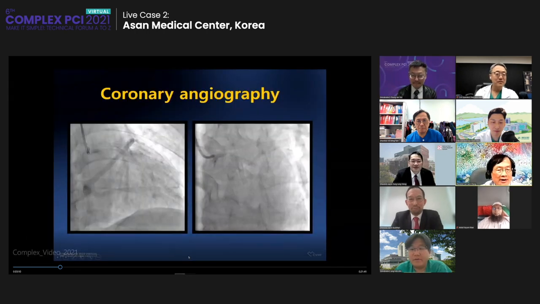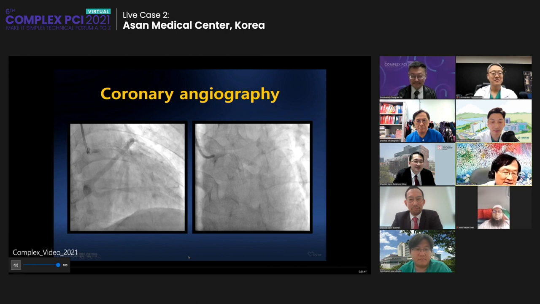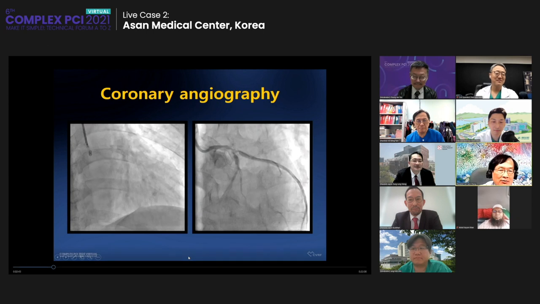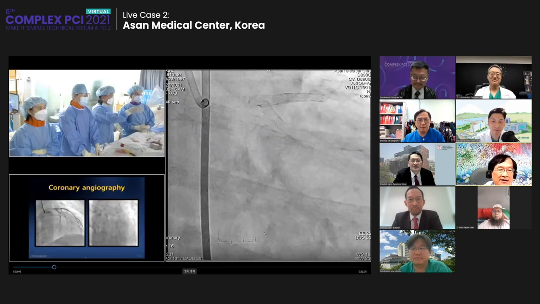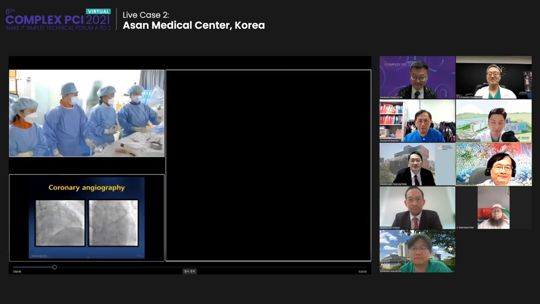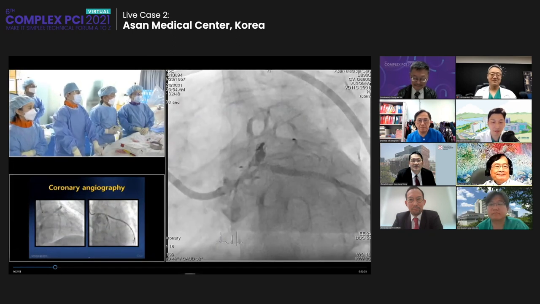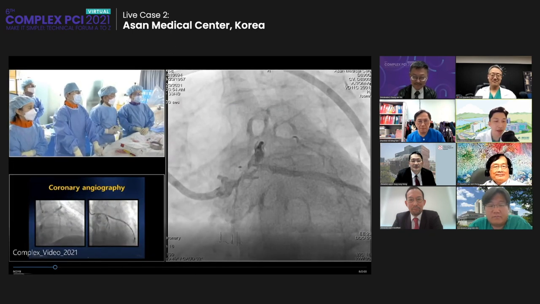I totally agree. I have three cases with the same situation. Always I say it's the last time for PCI of the left main, but it restenoses every time. So last chance, just hybrid. Thank you for your opinion. Hybrid would be a very good option for this patient. Let me continue.